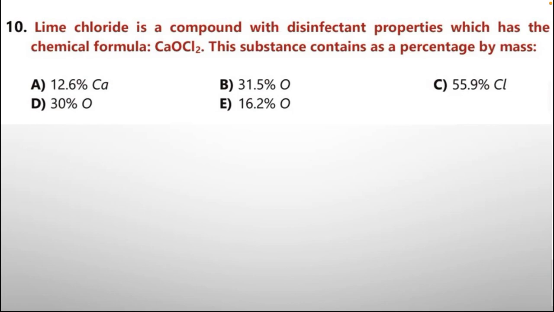Moving on, the last question of this video. Lime chloride is a compound with disinfectant properties which has the chemical formula CaOCl2. This substance contains, as a percentage by mass, options are given below. A. 12.6% calcium, B. 31.5% oxygen, C. 55.9% chlorine, D. 30% oxygen, E. 16.2% oxygen.